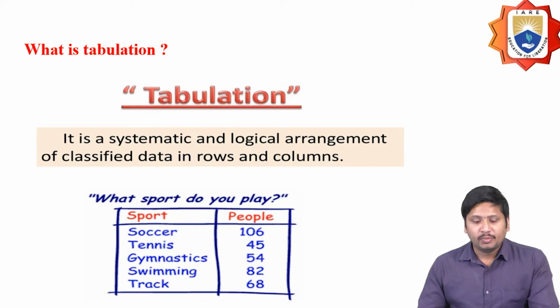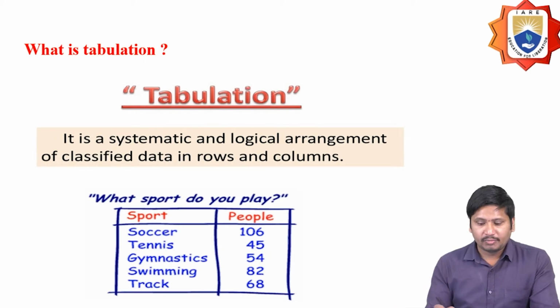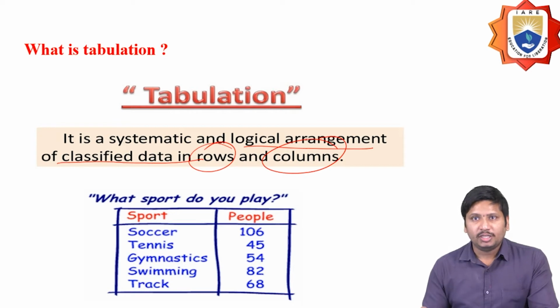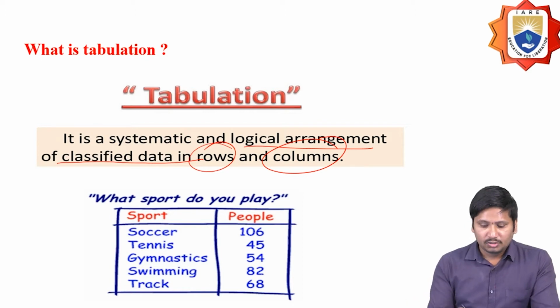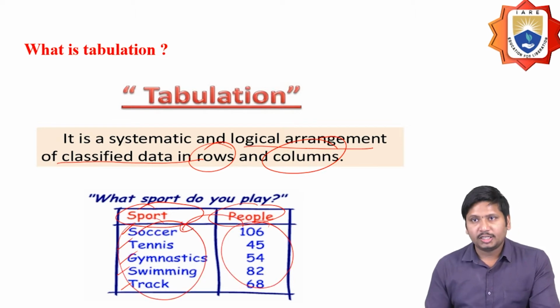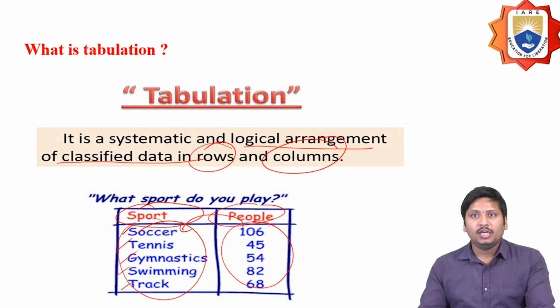And the next one is, what is tabulation? Tabulation is a systematic and logical arrangement of classified data in the form of rows and columns. Let me take a table like this: sport as one column, and people as the other column. The sports are snooker, tennis, gymnastics, swimming, and track, and the people column shows how many people participate in each category. That is how I can construct a tabulation.